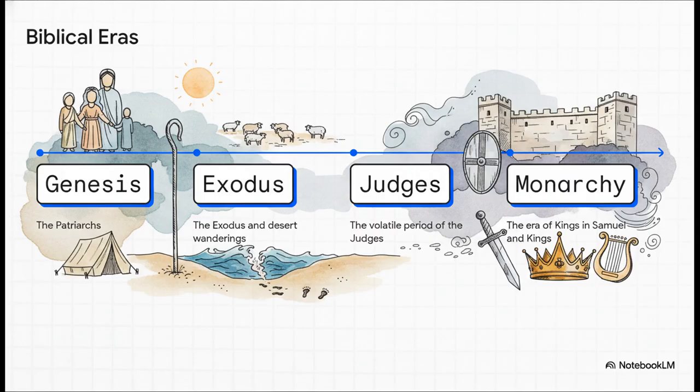Following that is the incredibly volatile period of the Judges. And then finally, the text transitions into the monarchy, the era of kings recorded in the books of Samuel and Kings. This timeline right here, this is basically the track upon which our entire narrative runs.